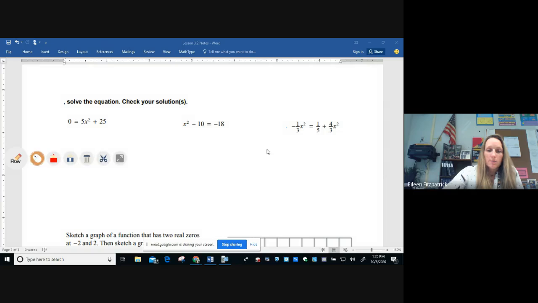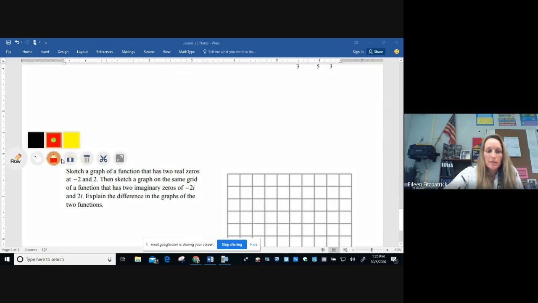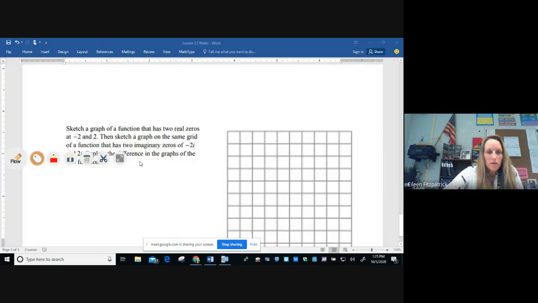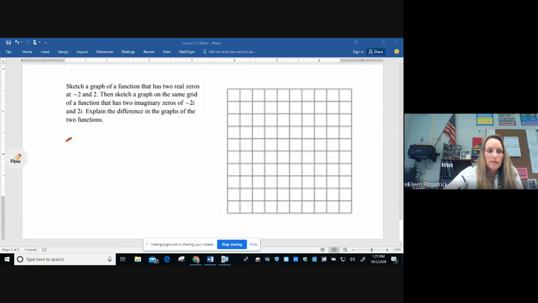And the last problem. The last problem says sketch. Oh, I got to bring this up higher, sorry. Okay. It says sketch a graph of a function that has 2 real zeros at -2 and 2. Then sketch a graph on the same grid of a function that has 2 imaginary zeros of -2i and 2i. Explain the difference in the graphs of the functions. Okay, so let me first just darken my y and my x-axis.